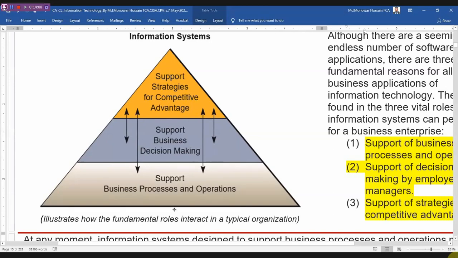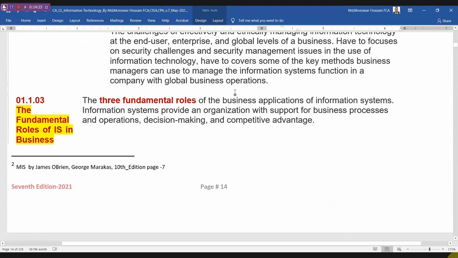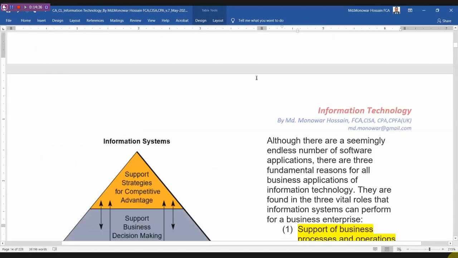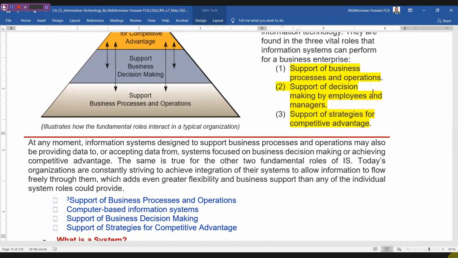So if we see this is the organization: top management supports strategy for competitive advantage, middle management supports business decision making, and lower-line management supports the business process and operation. So what is being said here? The three fundamental roles of the business application of information systems. Information systems provide an organization with support for business process, operation, decision making, and competitive advantage. So these three fundamental roles are: support of business process and operation, support to decision making for employees and managers or management, and support to strategic competitive advantage.